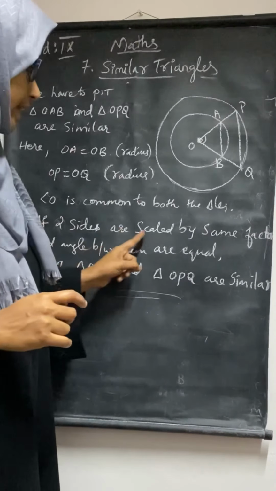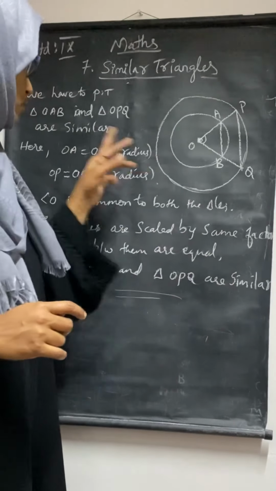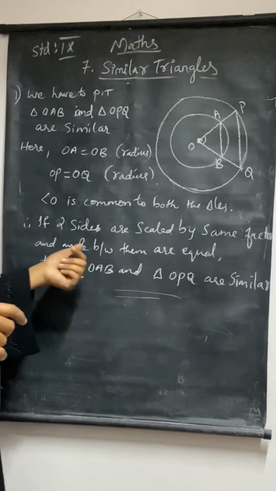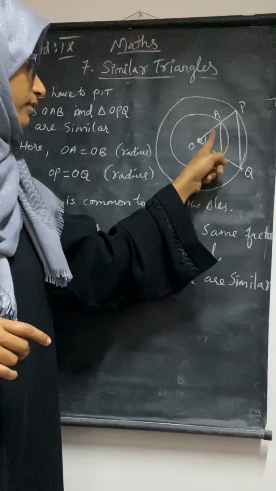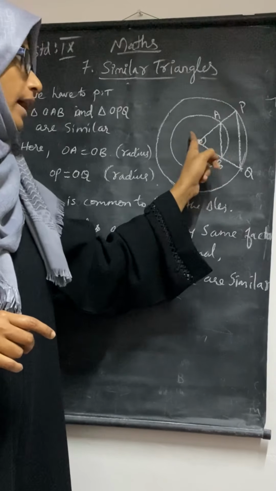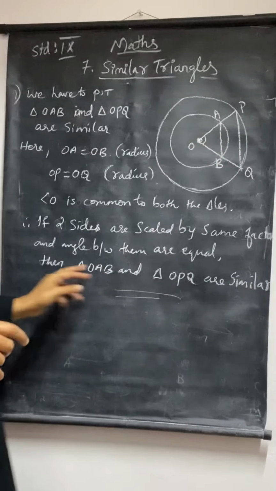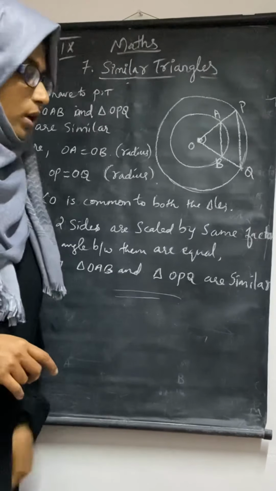If two sides are scaled by the same factor, two sides OA, OB, OP, OQ, same factor, and the angle between them are equal. Angle between these two sides is O. Angle between these two large sides is also O. They are equal. Then triangles OAB and OPQ are similar.